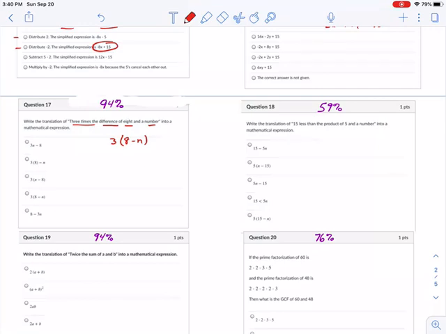Look at this one, 59% correct. That's not very good. 15 less than the product. No, 15 less than something is where you subtract 15 from something. We're subtracting it from the product of 5 and a number, so that would be 5 and minus 15.